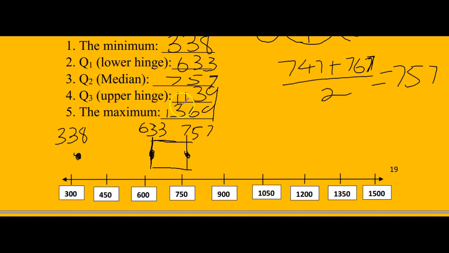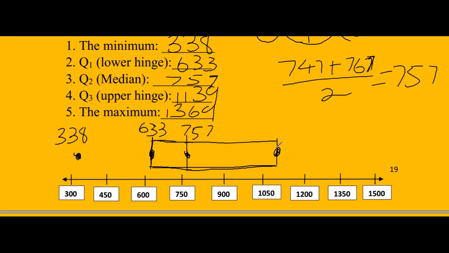Okay, one more for the quartile. 1139, it's between 1050 and 1200. So it's closer to here somewhere, not quite in the middle, so it's going to be somewhere there. Okay, we connect those. That's our box.